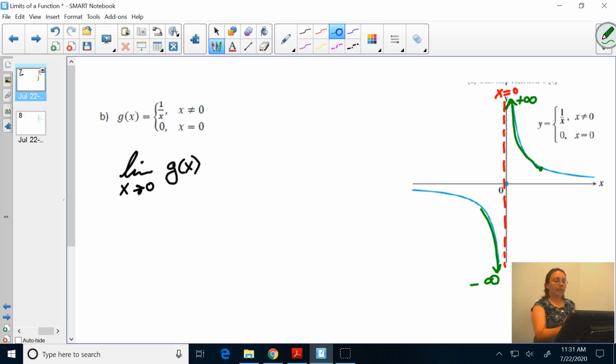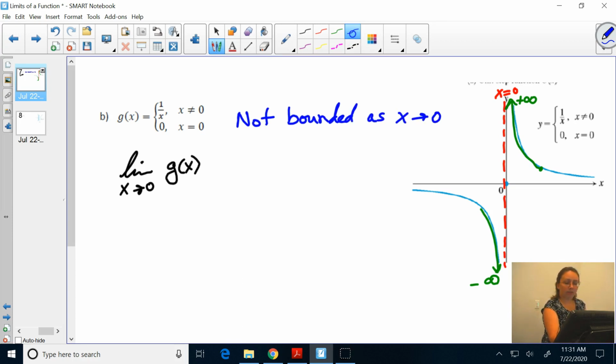So what does that mean? This function is actually not bounded as x approaches 0. It goes up to positive infinity and it goes down to negative infinity. In order to have a limit, it must approach a number. Infinity is not a finite number. It just keeps getting bigger and bigger and bigger. So for now, we're going to say that this limit does not exist. Later on, we are going to define a way of describing how it does not exist, but for now, we're just going to say it does not exist because there is no limit.